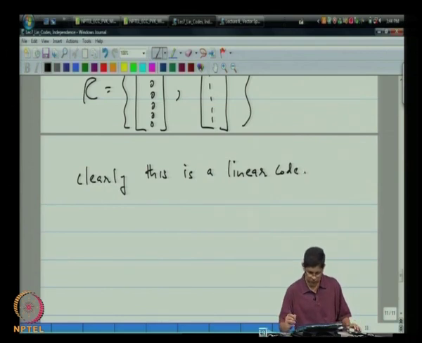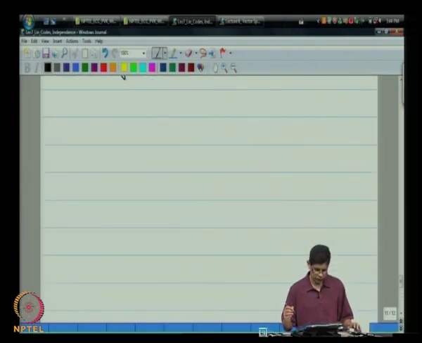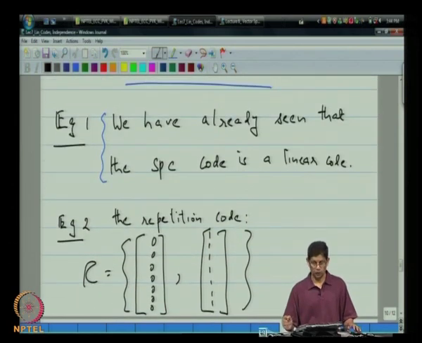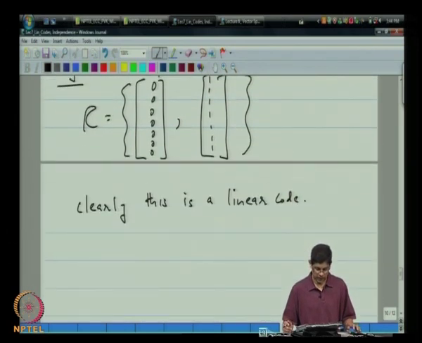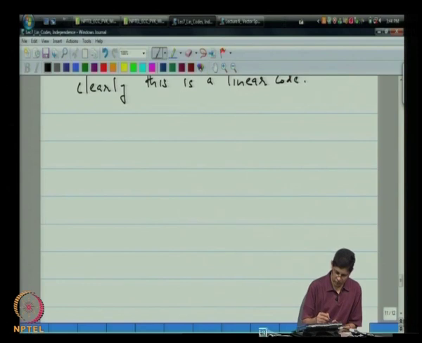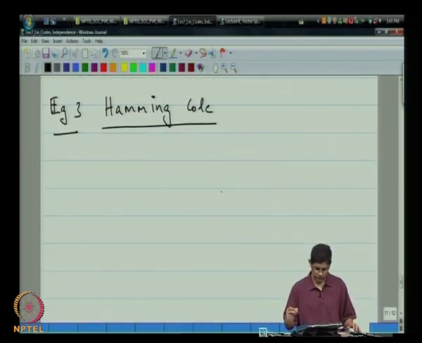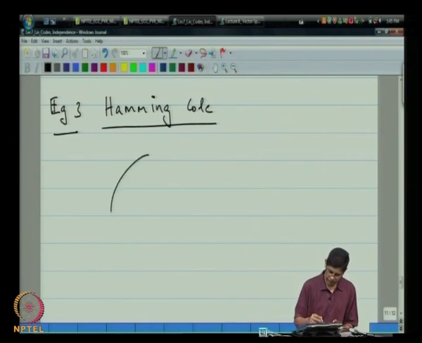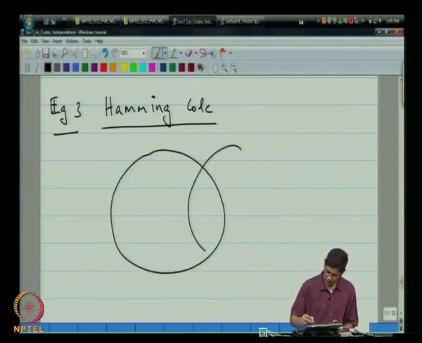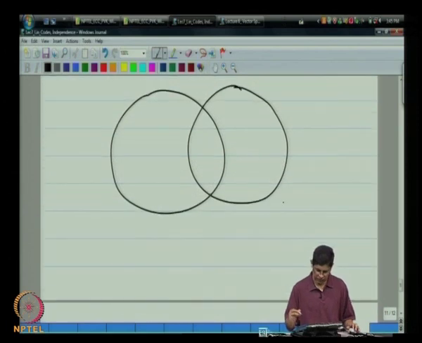So, the more interesting question. The two codes, the single parity check code and the repetition code, are both linear. The more interesting question is, what about the Hamming code? So, the Hamming code, and I will draw the familiar picture again.